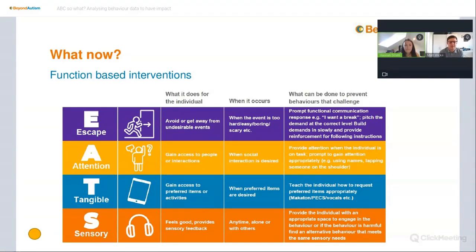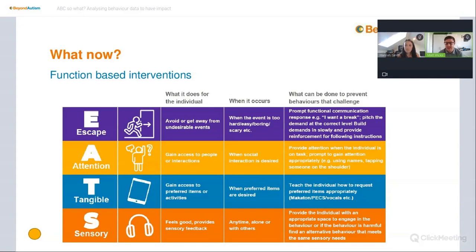Okay, so we come back to the visual we used before for the functions, but now we've got an additional column. It's great to figure out what the function of a behavior is, or what we think it might be, but then what do we do with that information? Like, so what? So that's when we come in and we start thinking about what interventions we can put in place to reduce the behaviors that challenge.